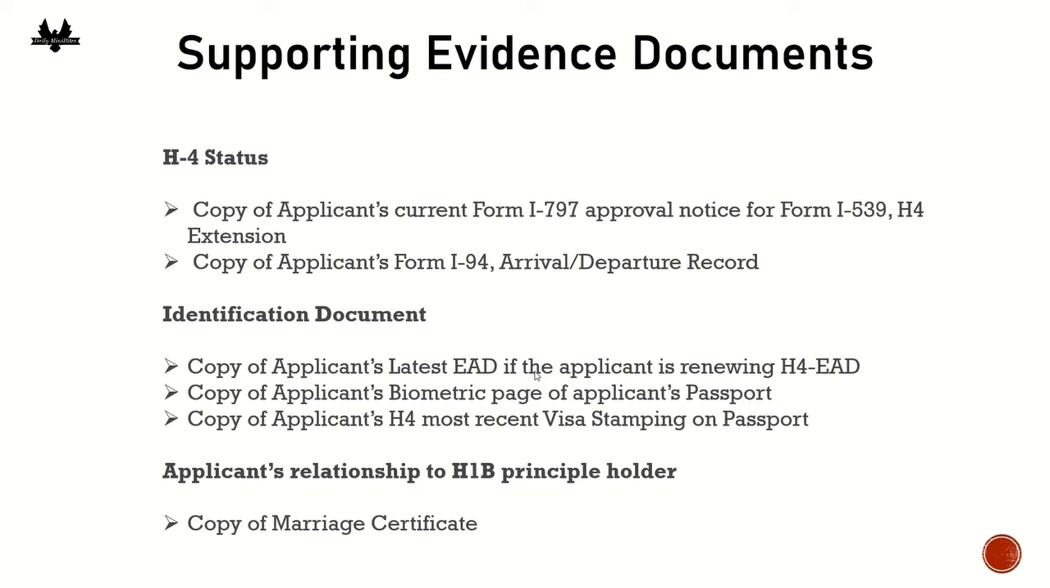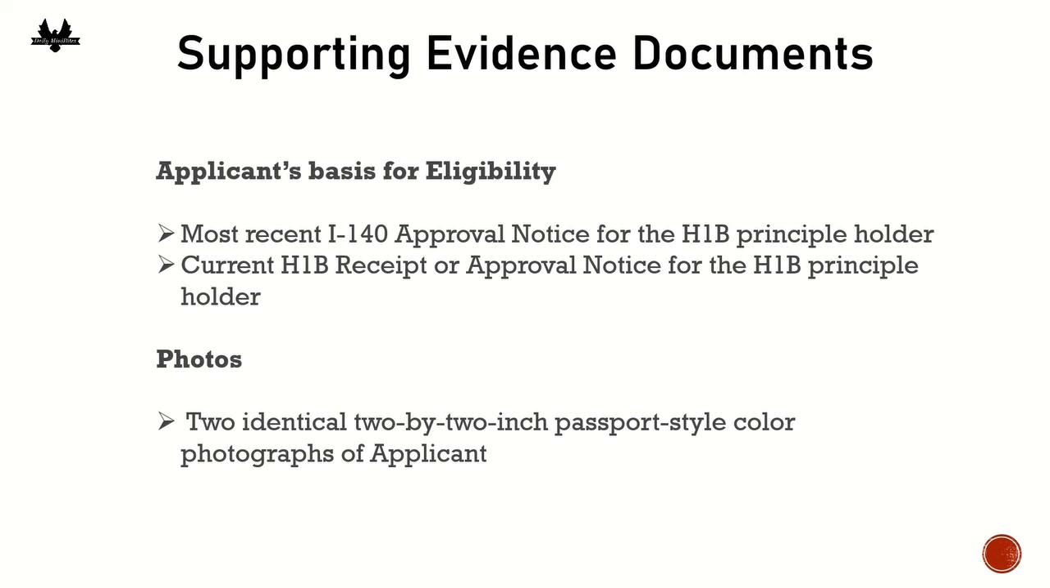The supporting evidence documents that you would need to file H4 EAD are a copy of the I-797 approval notice for Form I-539 and I-94 arrival and departure record, a copy of the latest EAD if you are renewing, a copy of the biometric page, a copy of the most recent H4 visa stamped on your passport, and the marriage certificate. You would also need the most recent I-140 approval notice of your spouse, the current H-1B receipt or approval notice, and two identical 2x2 passport style color photos.